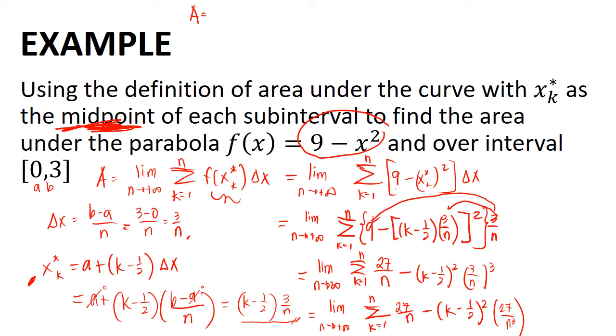Next we will do is expand the k minus 1 half squared down here. Let's just expand. So, area equals again the limit as n approaches positive infinity of k equals 1 to n, 27 all over n, nothing to do with it, minus, let me put 27 all over n cubed in front, times, let's expand k minus 1 half squared, that is, k squared minus k plus 1/4.